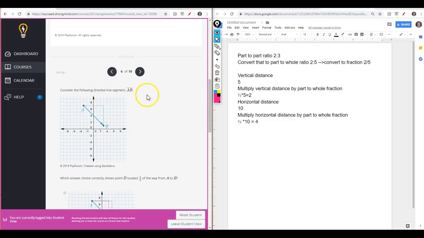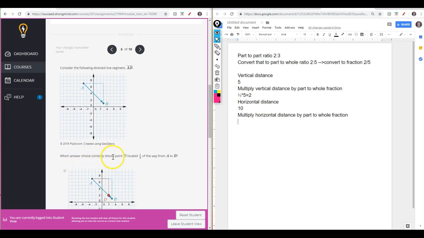Okay, consider the following directed line segment, segment AB. Which answer choice correctly shows point D located 1/3 of the way from A to B?